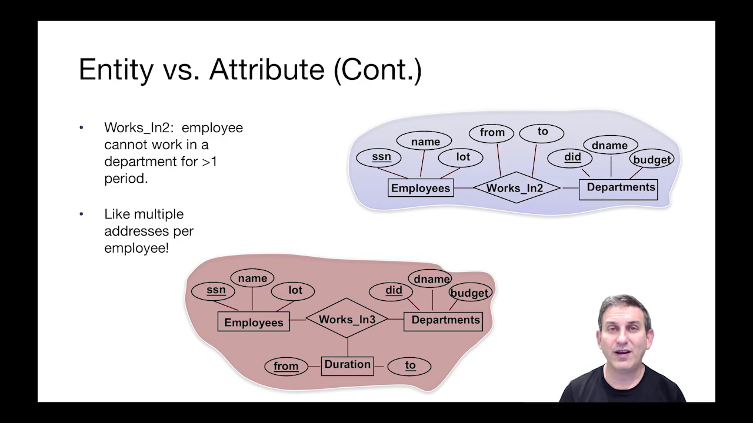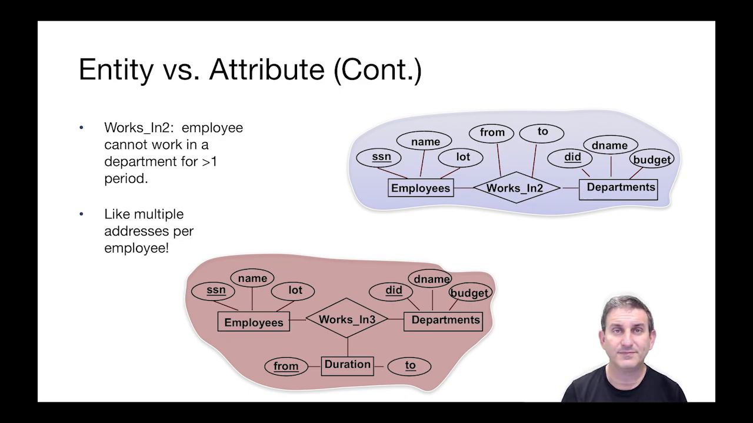So if we want to allow employees and departments to have a working relationship over more than one period, we can pull out duration as a separate entity set as we see down below. Here now we have employees, departments, and durations that are in a relationship set together. That relationship set's called works in 3. And now an employee can be connected to a department for different durations that are differentiated by their from-to pairs.